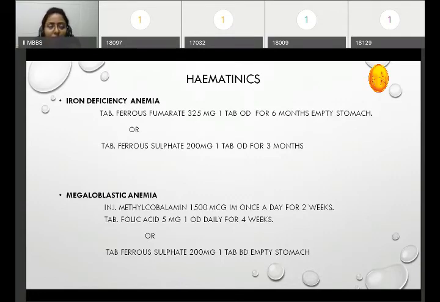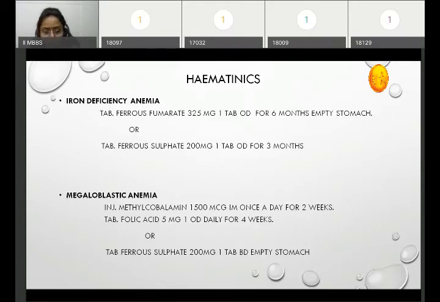This vitamin B12 is given only in injectable format. Methylcobalamin is given in the dosage of 1500 microgram intramuscularly, once a day for 2 weeks. Then you have to add the tablet folic acid. Folic acid is available in tablets of 5 to 10 milligram, which you have to take once a day for 4 weeks again.